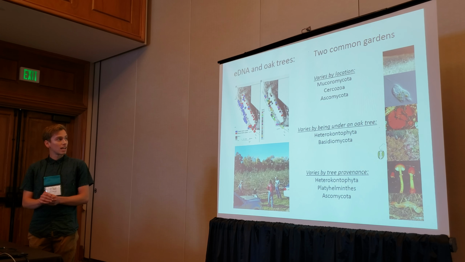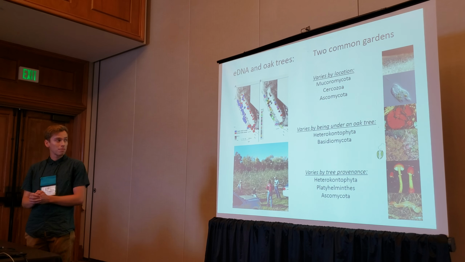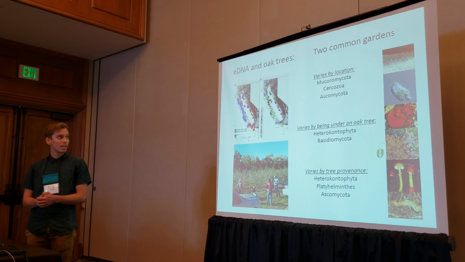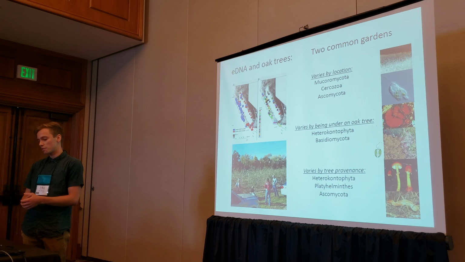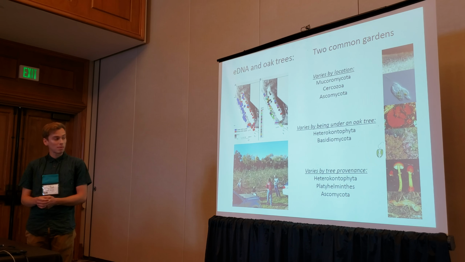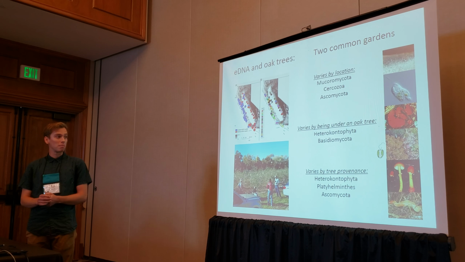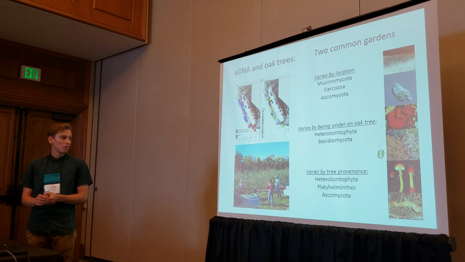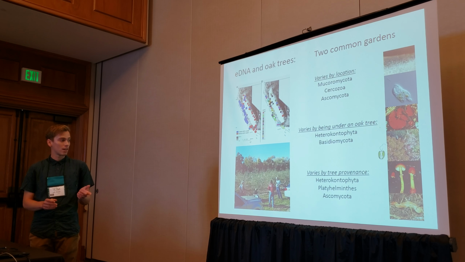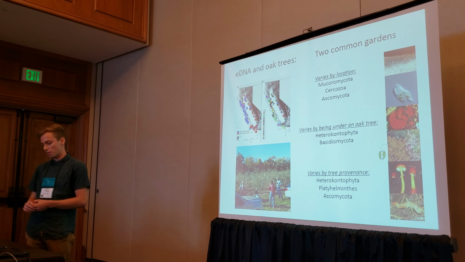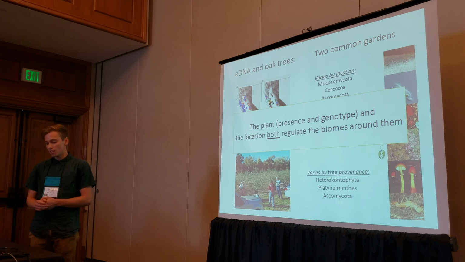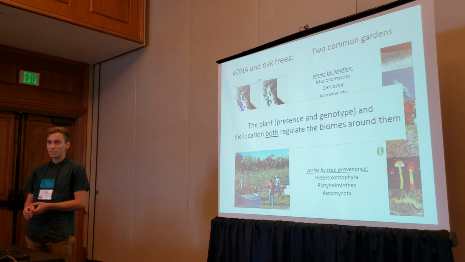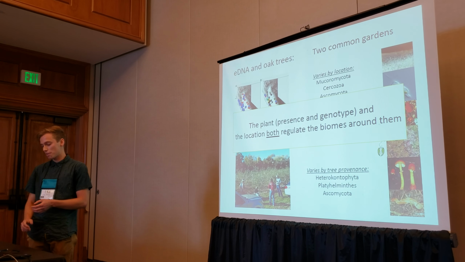What we see is that species richness actually varies by a few variables. We see that the species richness in Chytridiomycota, Cercozoa, and Ascomycota varies by location, and that Heterokonts and Basidiomycota vary in species richness by being under the oak trees. Then based on the type of oak tree you find them underneath, we see that species richness varies again in the Heterokonts, Basidiomycota, and Ascomycota. These findings indicate that the plant, the presence and genotype, as well as the location, both regulate the biomes around them.